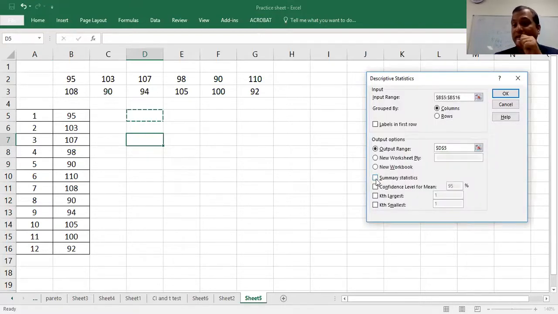Are you interested in summary statistics? Yes. Summary statistics will give you the mean, median, mode, range, p-values, everything. So you must click this one, summary statistics. Okay.